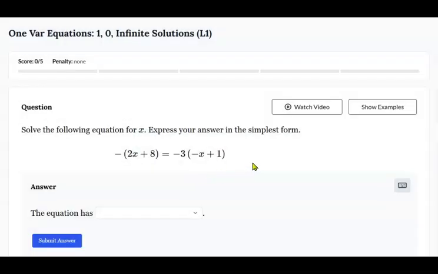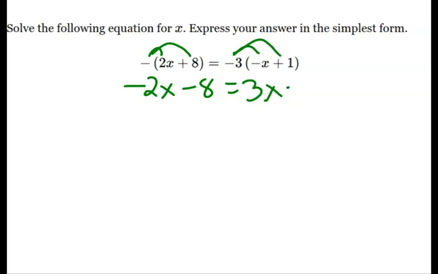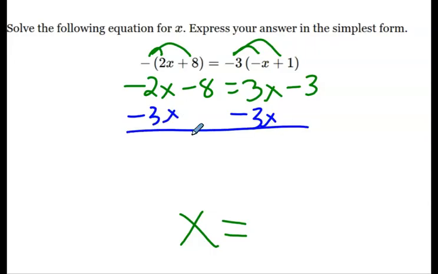Let's take a look at this question here. When I distribute on the left, I get negative 2x minus 8. And when I distribute on the right, I get positive 3x minus 3. I can see already that I have different variable terms. So I know that this equation has an answer. X is equal to some number. I just don't know what it is yet. I can use my inverse operations to figure it out. So negative 5x minus 8 is equal to negative 3.